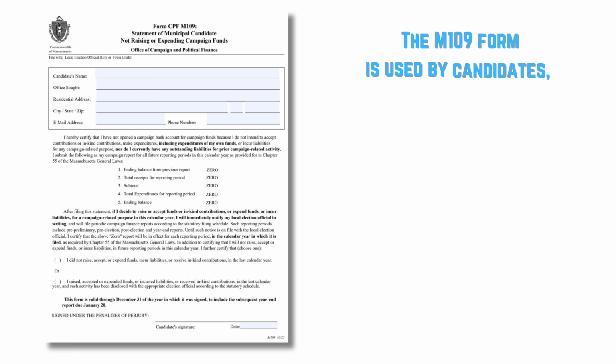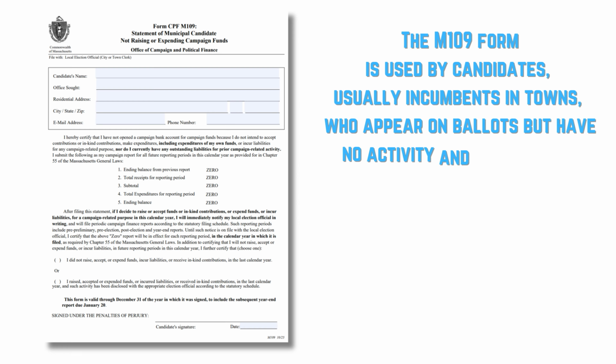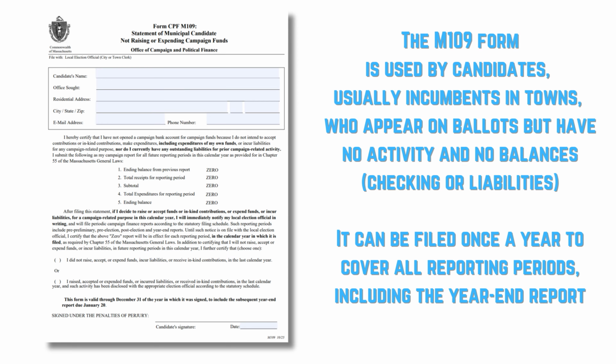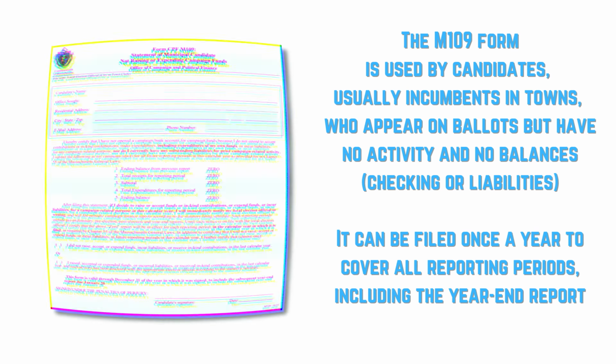The M109 form is used by candidates, usually incumbents in towns, who appear on ballots but have no activity and no balances, checking or liabilities. It can be filed once a year to cover all reporting periods, including the year-end report.